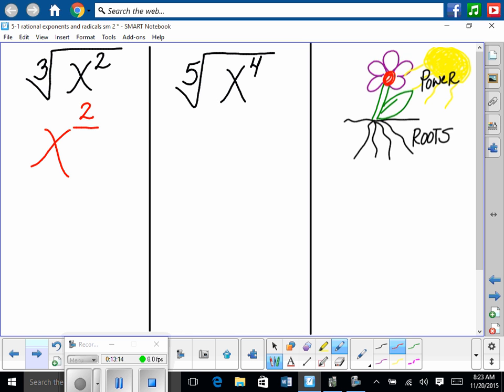So since it's a cube root, 3 goes on bottom. And we're done. Does that make sense? How to do that? Easy way to remember. All right, so let's look at this next one.